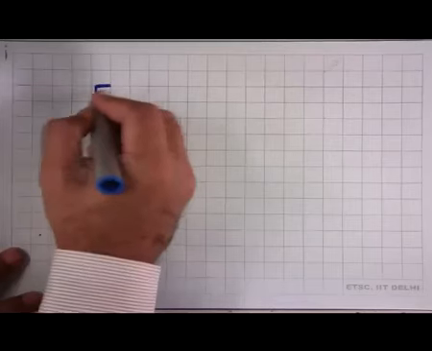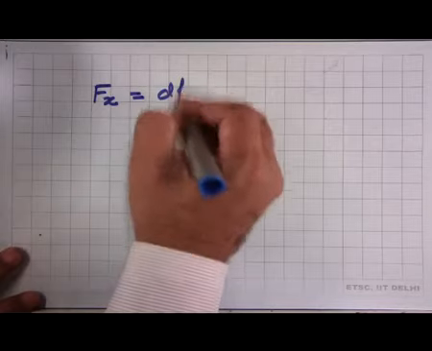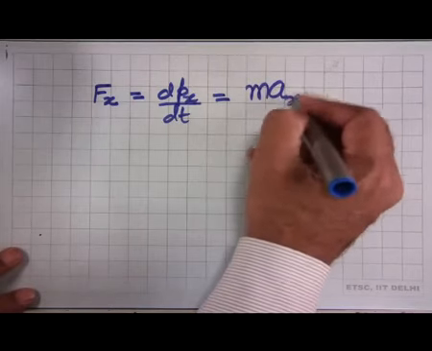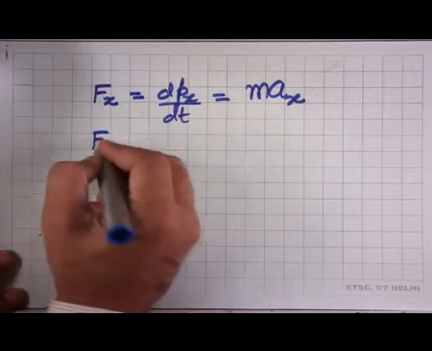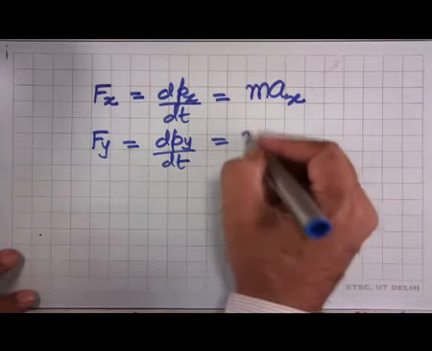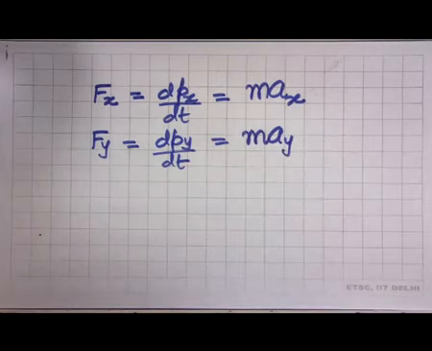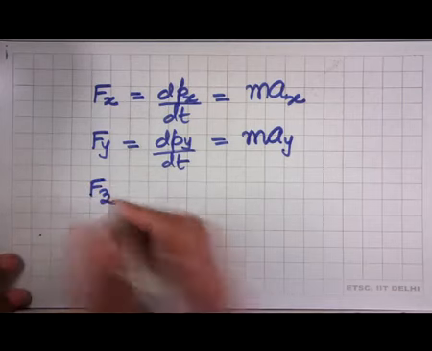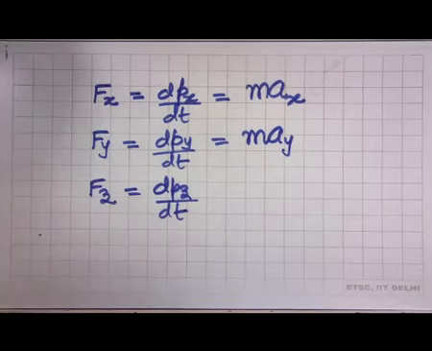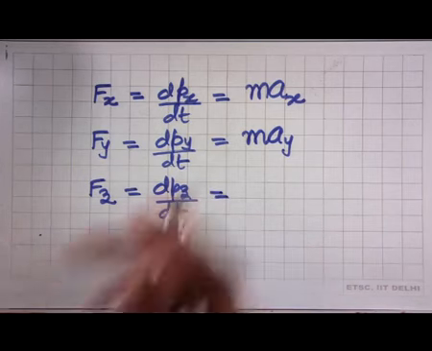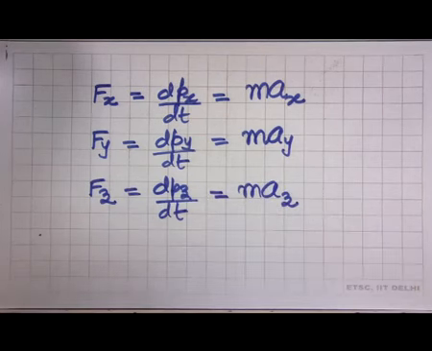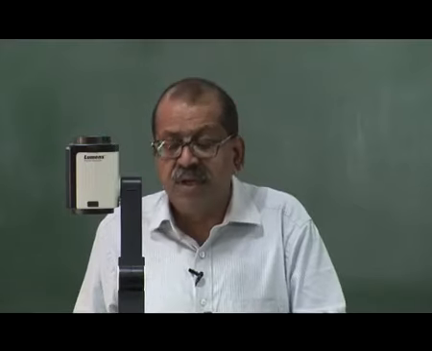So, the x component, we can write it as Fx is equal to the rate of change of x momentum, which is equal to m times the x component of acceleration. The y component of force is equal to the rate of change of y component of momentum. So, we can write Fy is equal to m times a sub y, where a sub y is the y component of acceleration, and similarly the z component of force is equal to the rate of change of the z component of momentum, or mass times acceleration in the z direction. So, independently we can apply these three scalar equations.